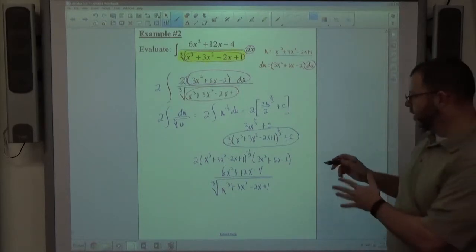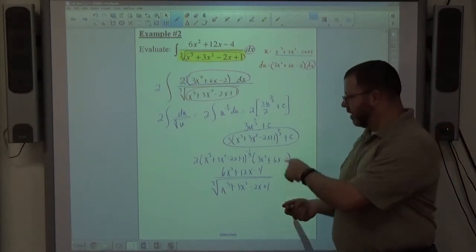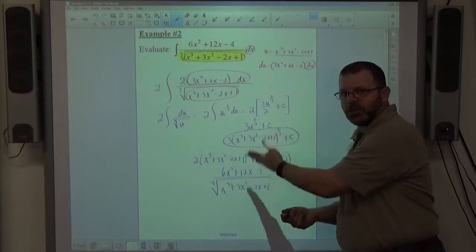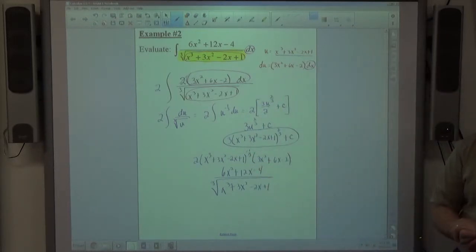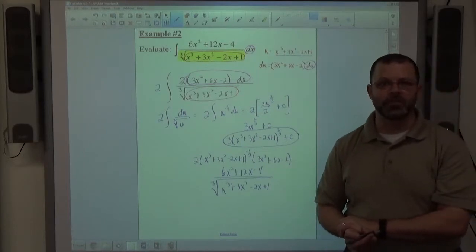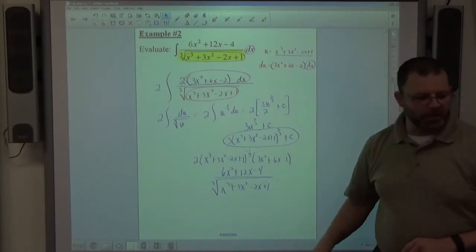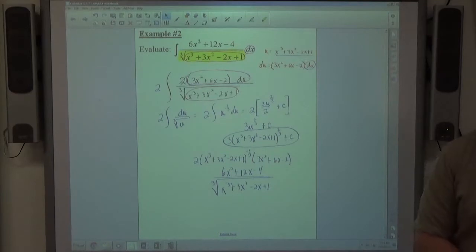Okay? So again, very easy to check these problems. If you do the chain rule on the answer, you should get the original problem. You don't have to do that, but if you're unsure of yourself, you're not sure it worked right, you're not sure you did it correctly, that's how you check to make sure you did it correctly.